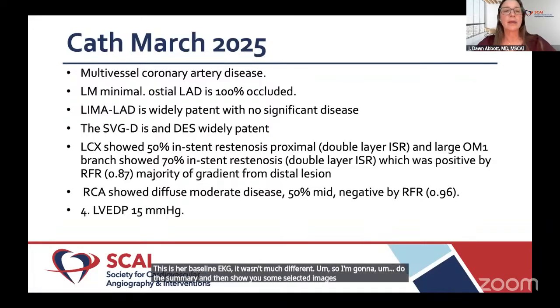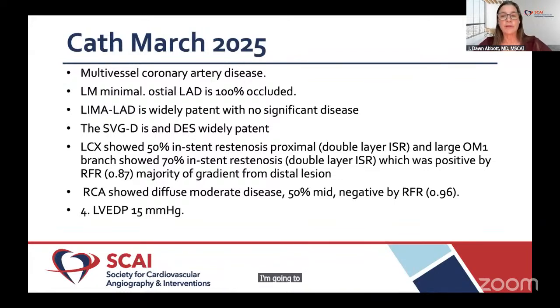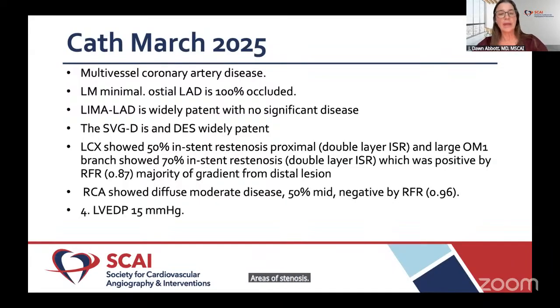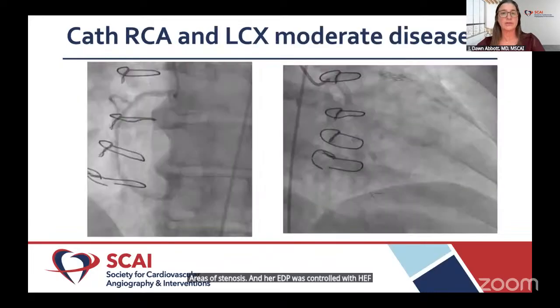She had a minimal left main. Her ostial LAD is known to be occluded. Her LIMA was patent. Her vein graft and DES was patent. I'm going to show you the circumflex and the RCA, which had moderate 50 to 70% areas of stenosis. And her EDP was controlled with HFpEF medication.